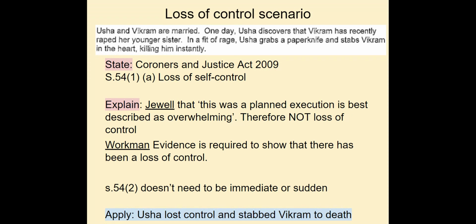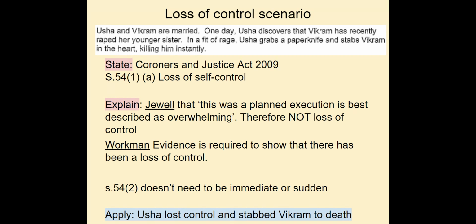So we're going to look at this scenario. It's a bit of a grisly one. I apologise if this upsets anybody, but this is the kind of thing that you could get in an exam. So Usha and Vikram are married. One day, Usha discovers that Vikram has recently raped her younger sister. I said it was horrible. In a fit of rage, Usha grabs a penknife and stabs Vikram in the heart, killing him instantly.